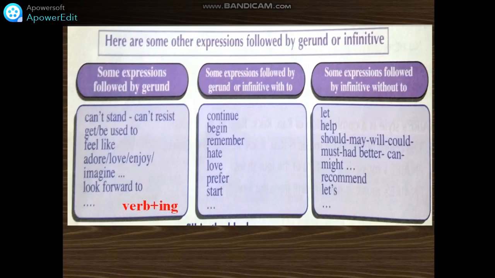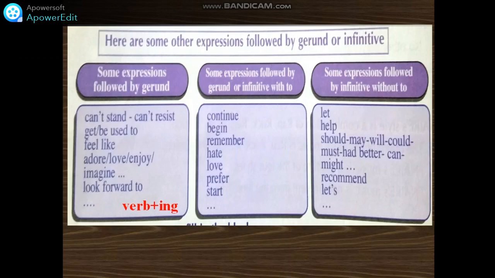Now, some expressions followed by gerund or infinitive with to. Continue to do something. Begin to do something. Remember to do something. All these verbs are followed either by gerund or infinitive with to. So you can say continue doing something or to do. Begin doing something or begin to do something. Remember doing or remember to do.